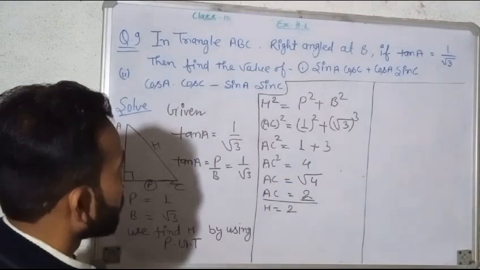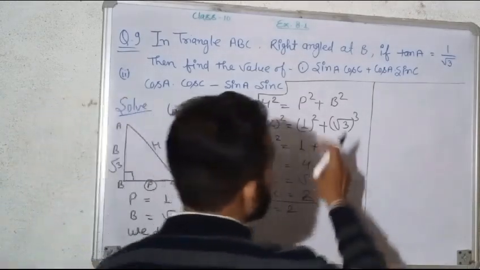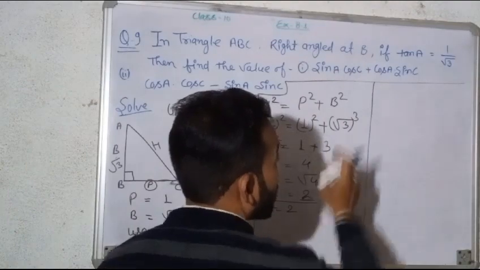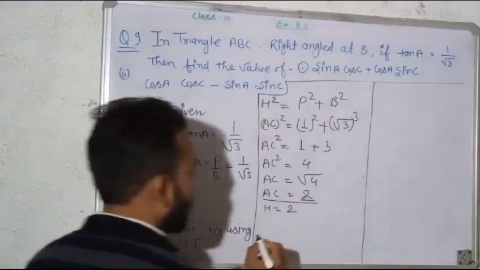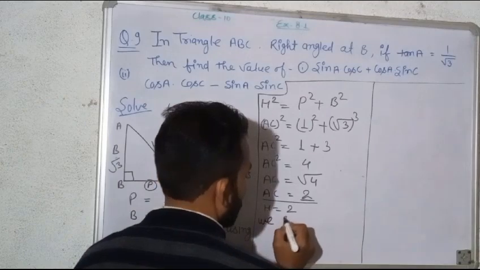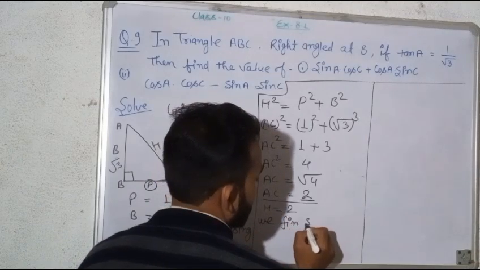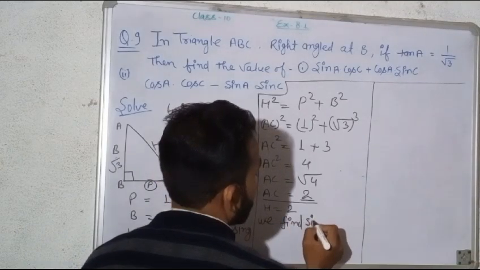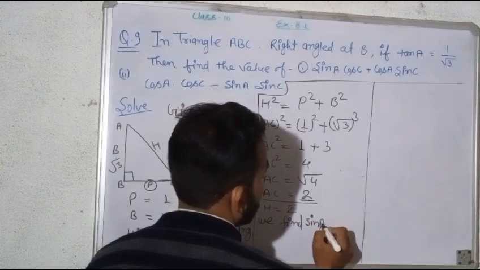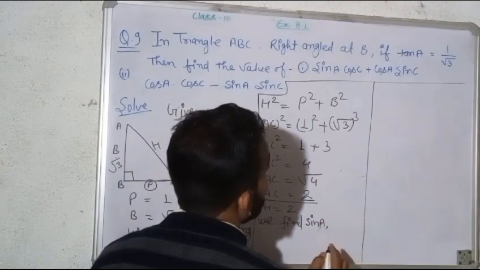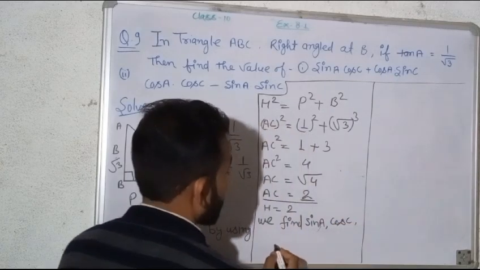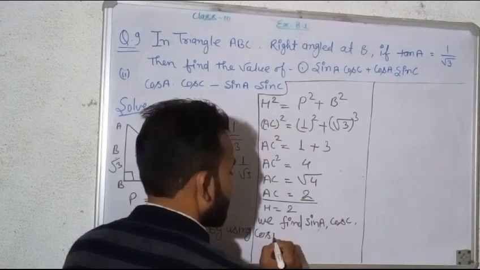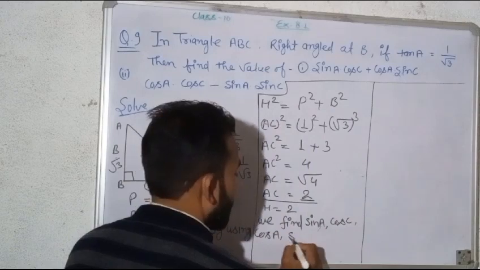Clear? Now we need sin A, cos C, cos A, sin C. So we find sin A, cos C, cos A, sin C.